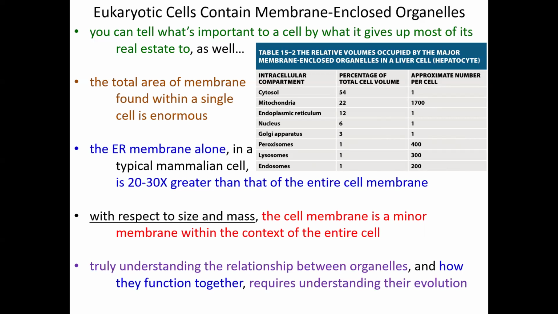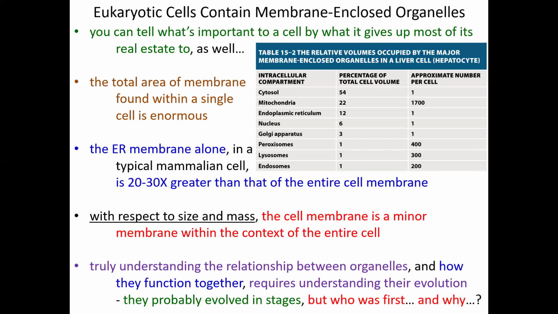So to truly understand the relationship between organelles and the larger cell, how organelles function independently, how organelles function in a coordinated way, to even understand their evolution, we have to understand membranes, which is why we spend so much time on membrane-related processes here in the second half of the semester. So with regards to that, how did membranes evolve? How did organelles evolve? And where did eukaryotic cells come from? Well, that's a really interesting story.